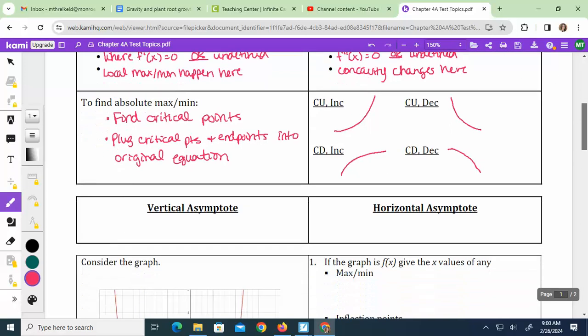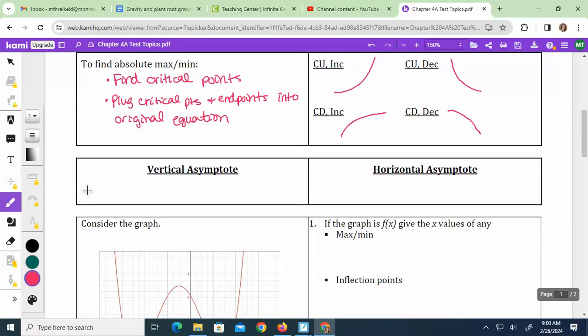How do we find vertical asymptotes? And the equation is always x equals a number. Horizontal asymptotes are y equals a number, and how do we find those?